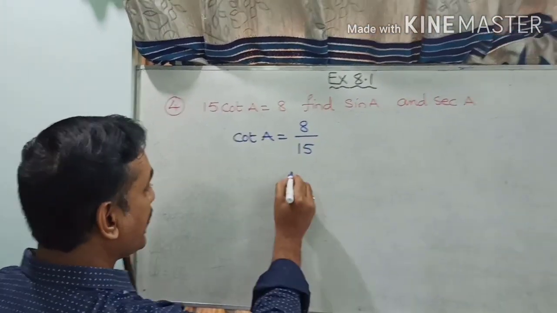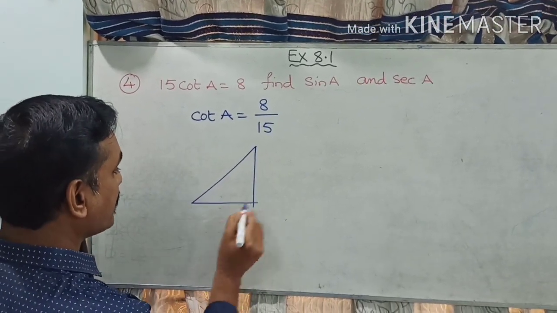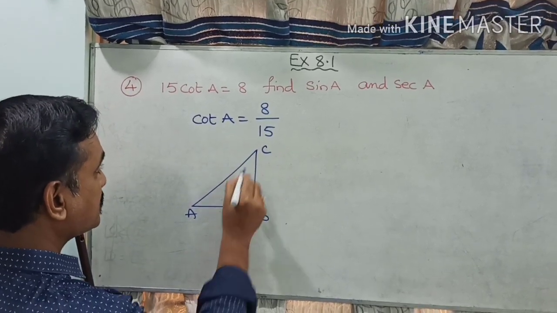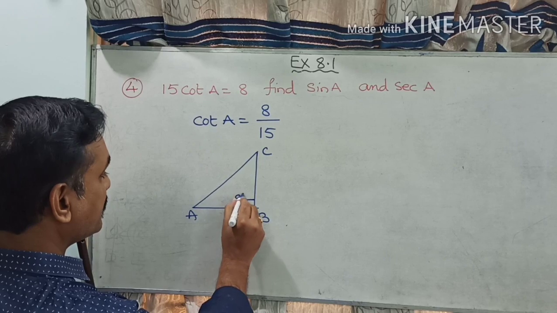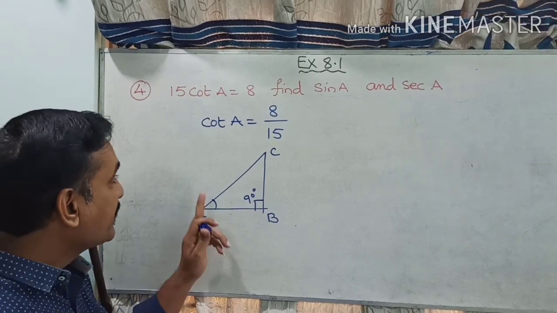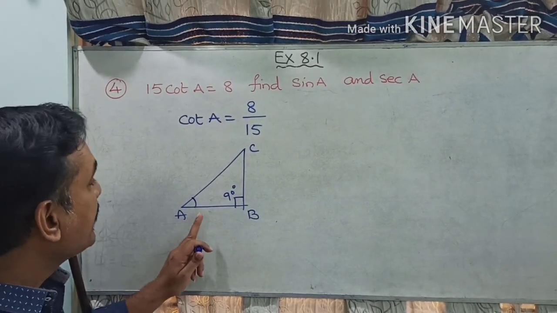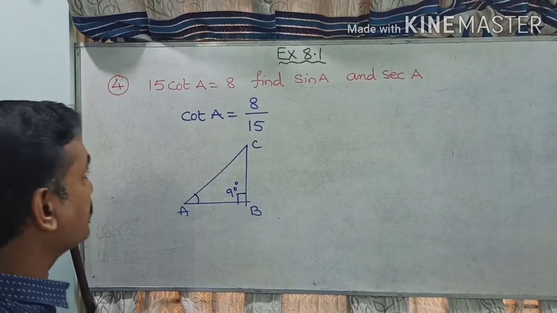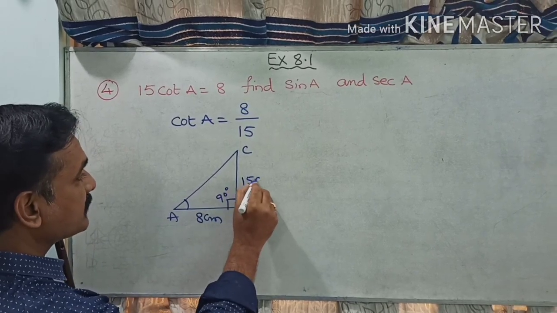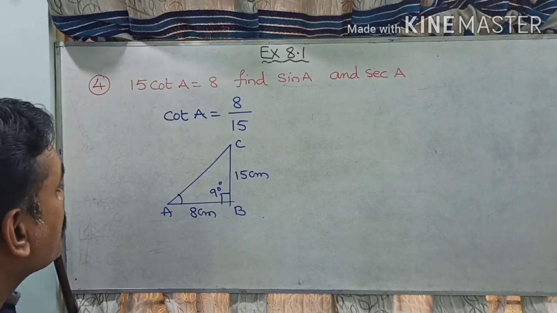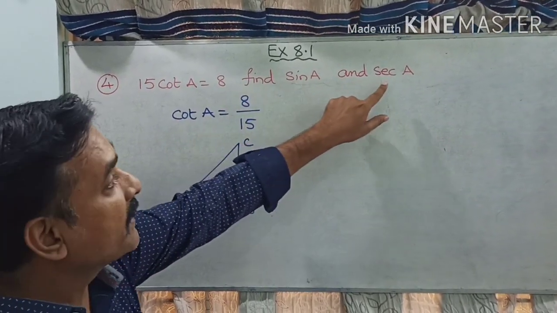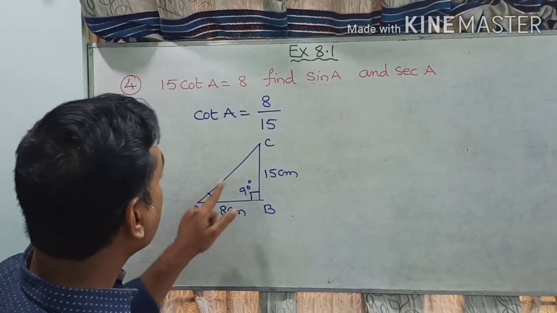Now draw a right angle triangle, and give the names A, B, C. So cot A is given as 8 by 15. This is 90 degrees, and the angle is located in this place. The definition of cot A is adjacent side by opposite side. Adjacent side is 8 centimeters, opposite side is 15 centimeters. What we don't know is AC, since they ask you to find the ratio of sin A and secant A. So we have to find the value of AC.